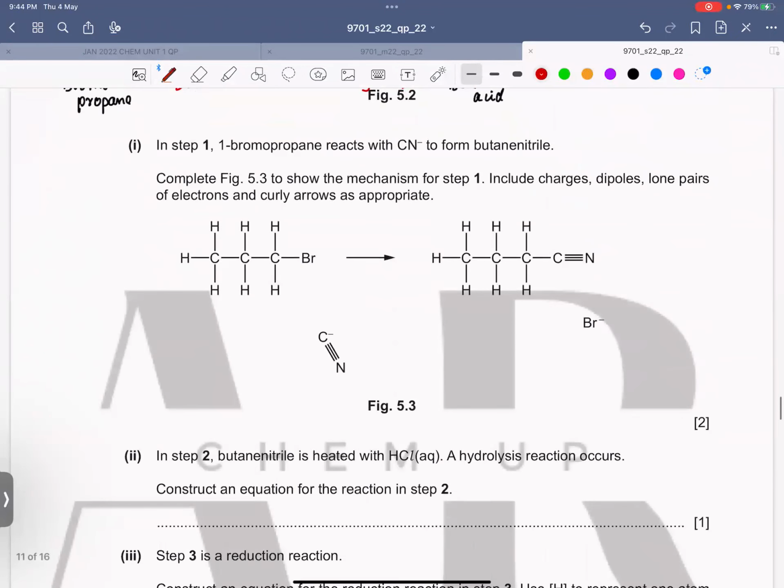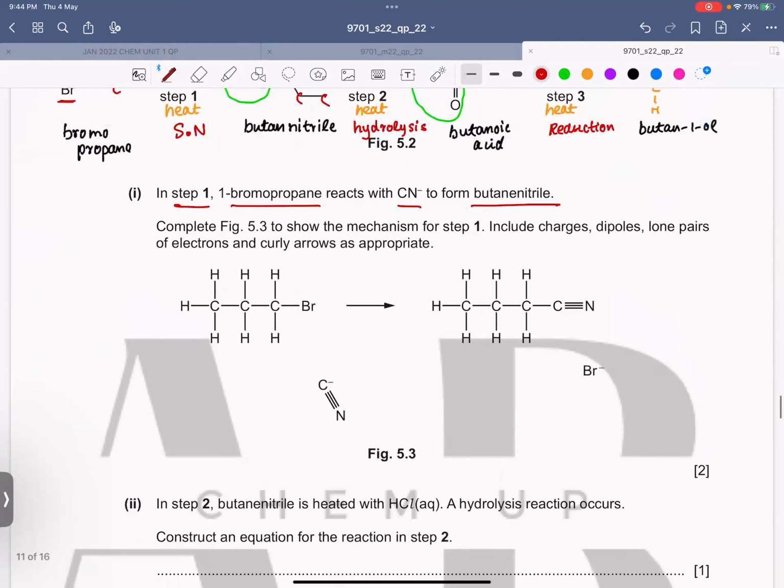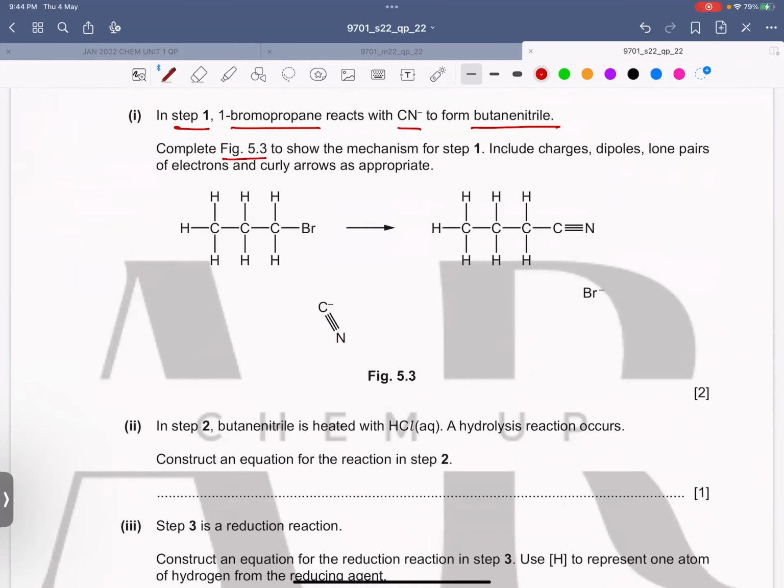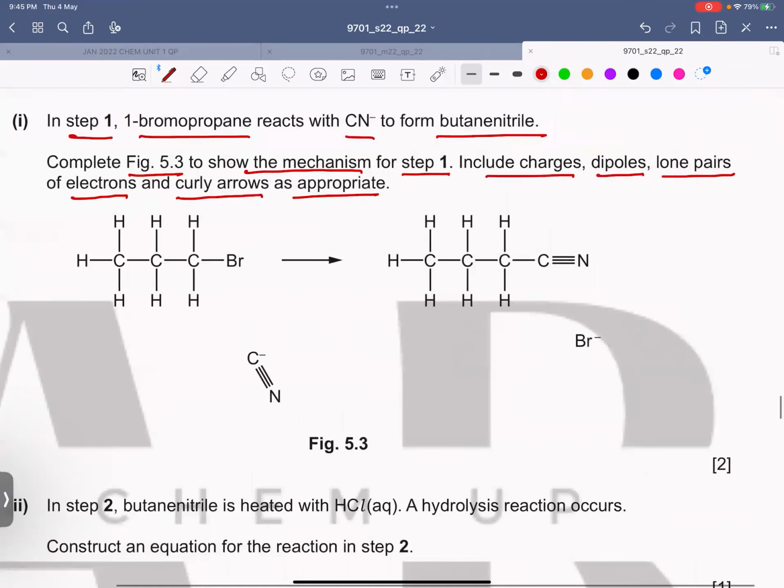Now, in step 1, 1-bromopropane reacts with cyanide ion to form butane nitrile. That's what we have formed over here. Discuss. Complete figure 5.3 to show the mechanism for step 1. Include charges, dipoles, lone pairs of electrons, and curly arrows as appropriate. Okay. So see, these are the important things that you have to take care of while completing this mechanism.